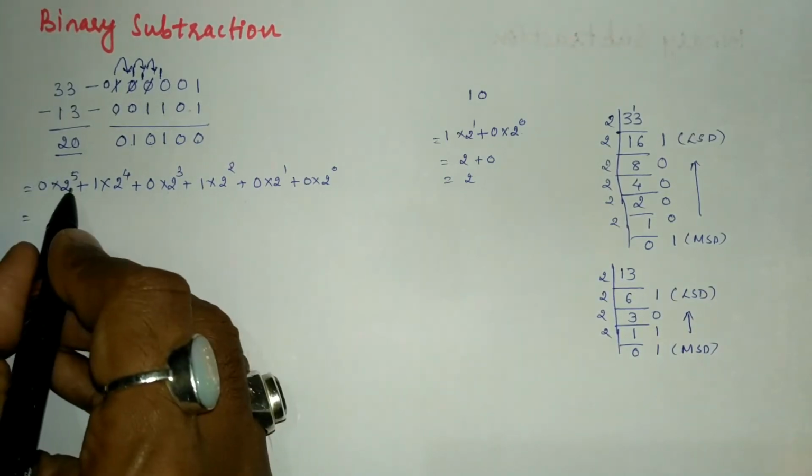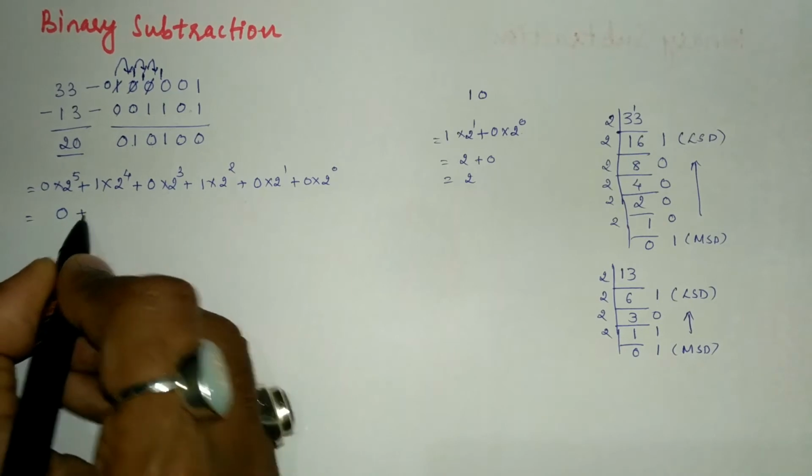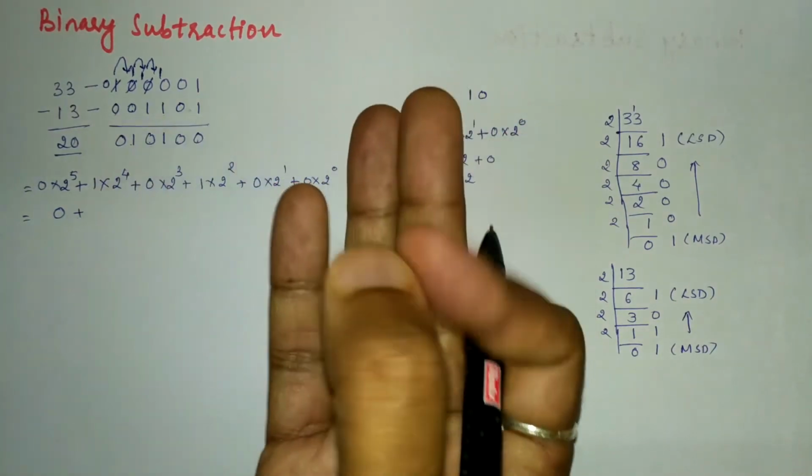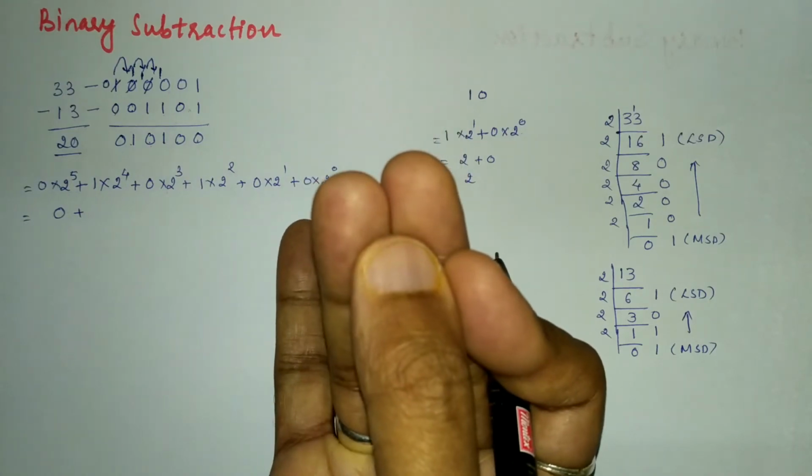Now 0 into anything will be 0 only. 0 plus 2 to the power 4 means 2 is to be multiplied 4 times. 2 2s are 4, 4 2s are 8, 8 2s are 16.